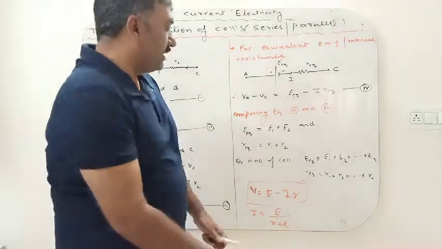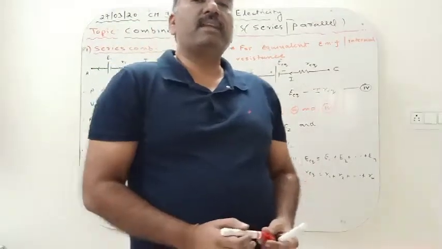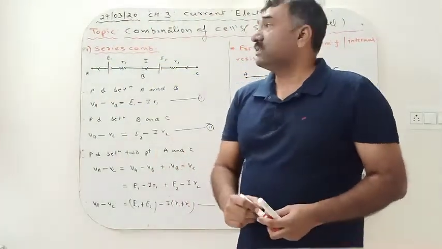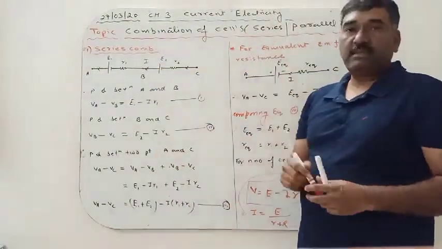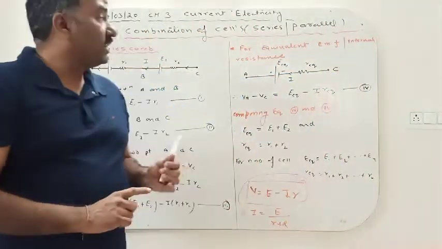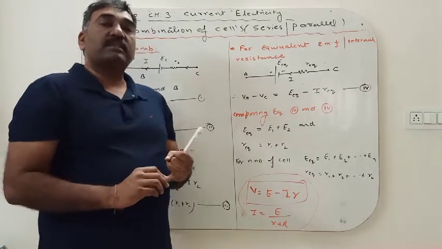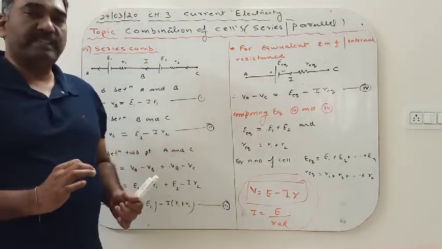In the last lecture we had done this, and today one very important topic is the combination of cells. Here we have two combinations. One is known as series combination, the other is known as parallel combination. So first of all we are going to discuss series combination.